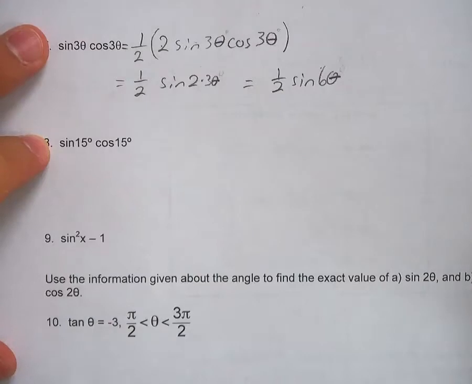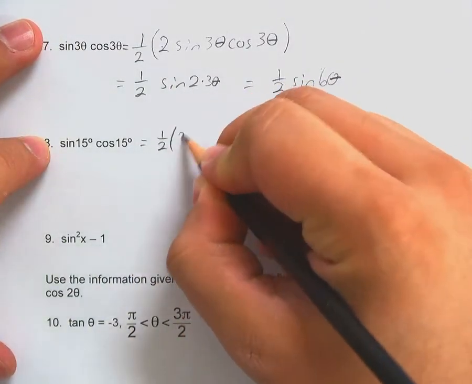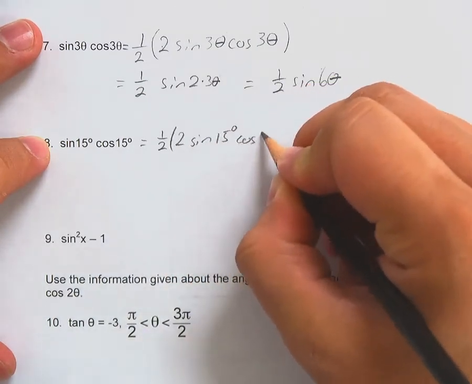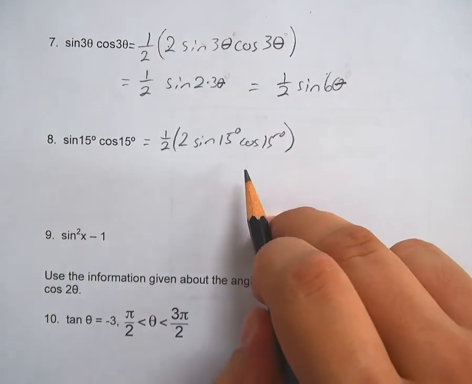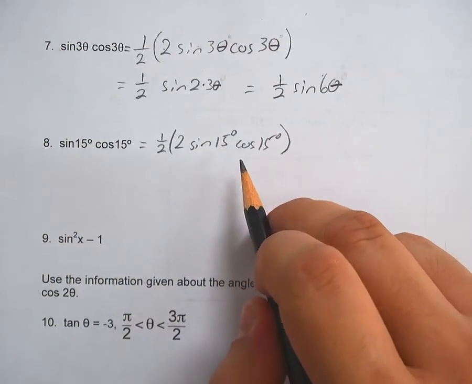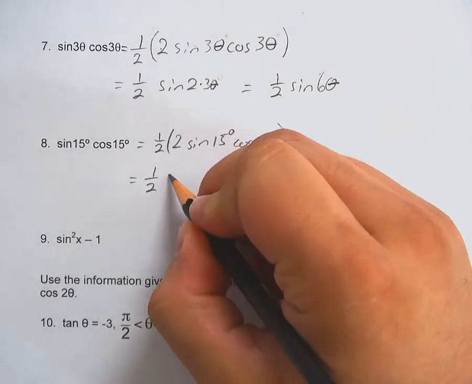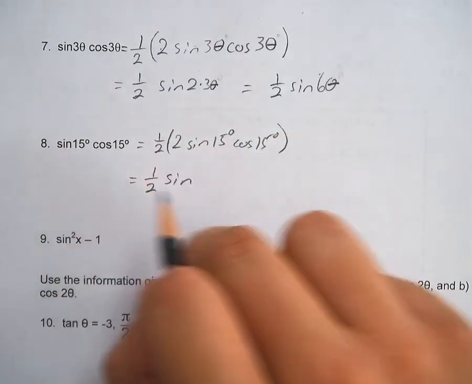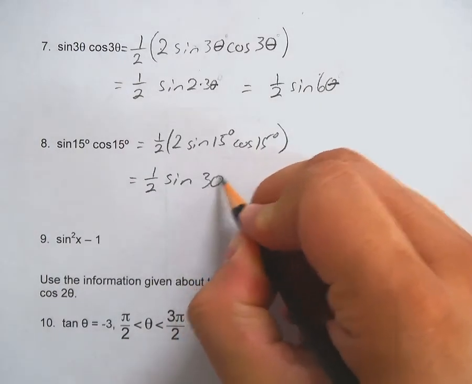I have my 2, and I need it. So I'm going to write 1/2 times 2 sine of 15 degrees cosine of 15 degrees. I do know this is a 15 here, not some Greek letter. So that's going to be 1/2 times the sine of 2 times 15, right? Because the sine of 2a, 2 times 15 is 30.